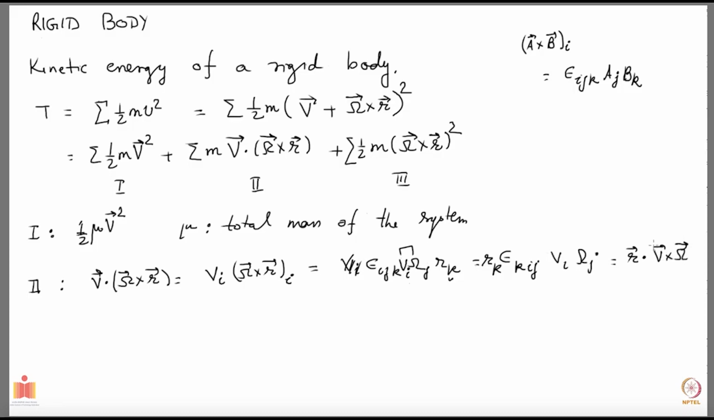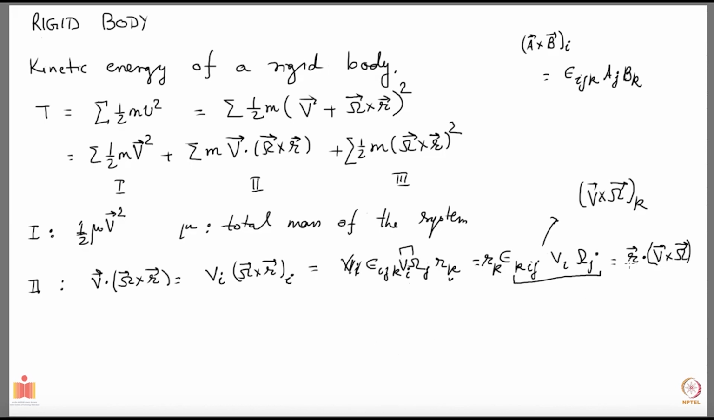Is that correct? You see, this is what the definition of A cross B is. This k is the free index, which means this gives you the kth component of v cross omega. So this quantity here is the kth component of v cross omega. Then you have r_k times this thing summed over k, which is the dot product, so r dot v cross omega.